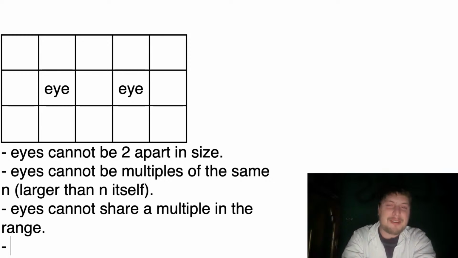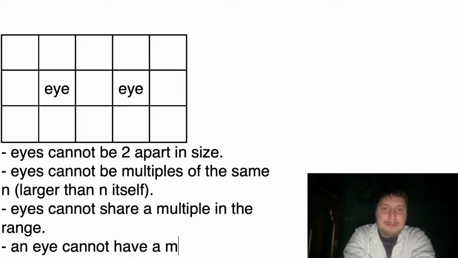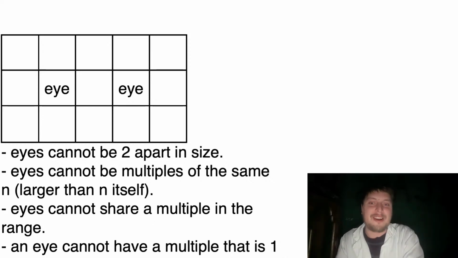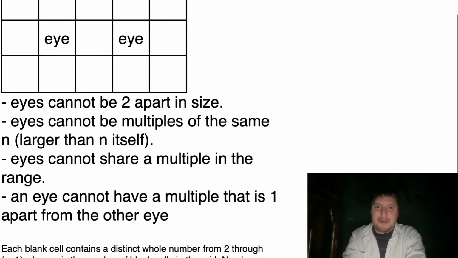And the last one, I guess, is a little harder to describe. An eye cannot have a multiple that is one apart from the other eye. So 2 and 5 couldn't both be the eyes, because 6 is something that they both are allergic to in different ways. It's one larger than one of the eyes and a multiple of the other. But these, I believe, describe the different ways we could use the information that the two eyes cannot be allergic to the same number in this size of grid.